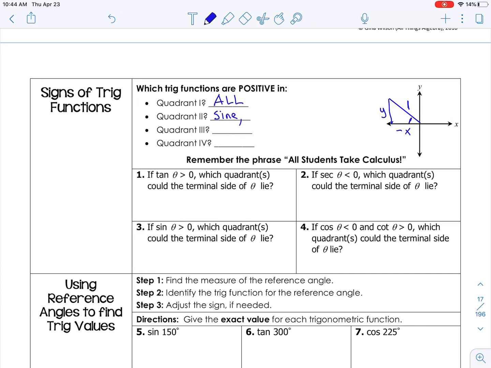What would cosine be? You might try this if you get it. Cosine would be adjacent over hypotenuse. That's not positive. Tangent would be opposite over adjacent. Not positive. Just sine. If you get it, try for quadrant 3 and 4.